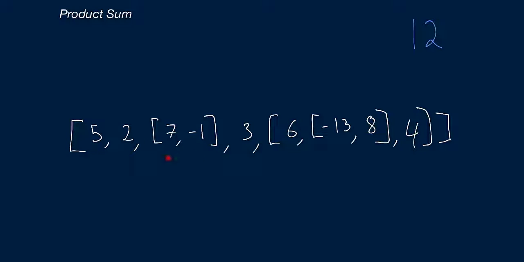Then here, the secondary array, you would sum the numbers up and multiply that sum by 2. Here in this other secondary array, 6, 4, and this other array, you would sum them up and multiply them by 2, but this other subarray inside of it, negative 13 and 8, you would sum those up and multiply them by 3. So hopefully this makes sense, and for this particular array, you'll have to trust me that the answer is going to be 12, okay? The product sum of this special array is 12.